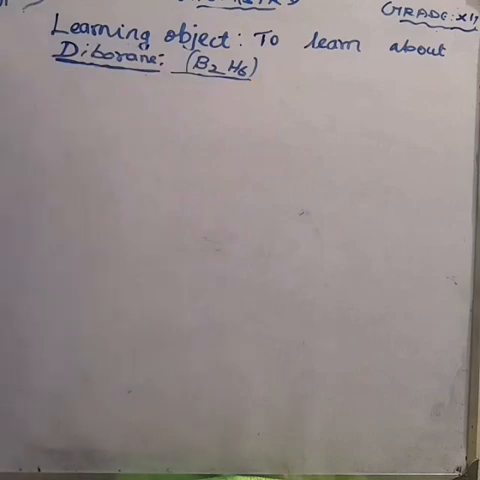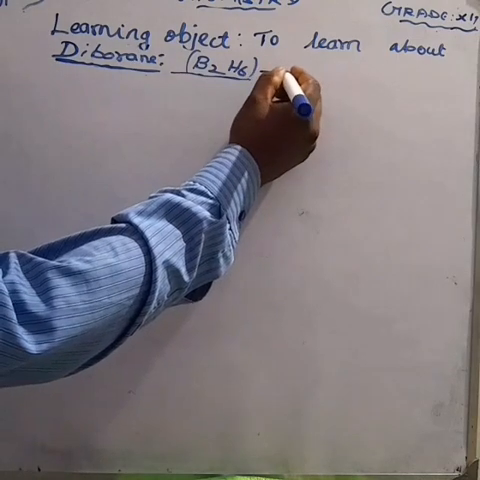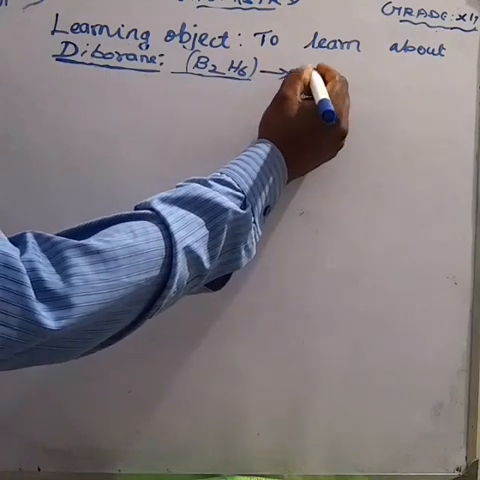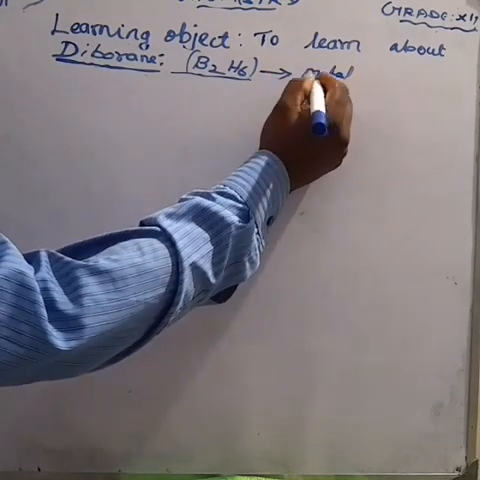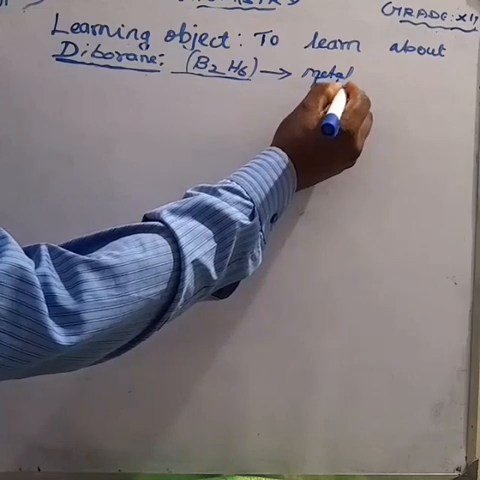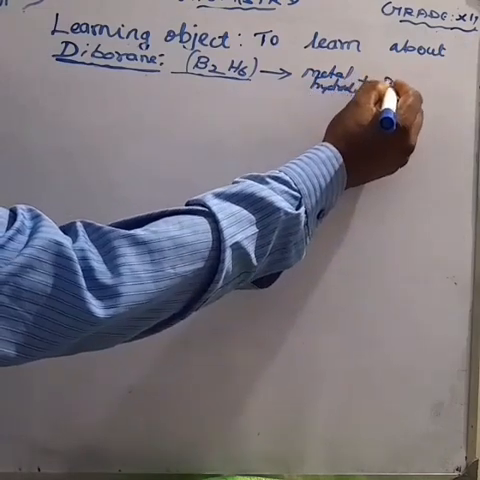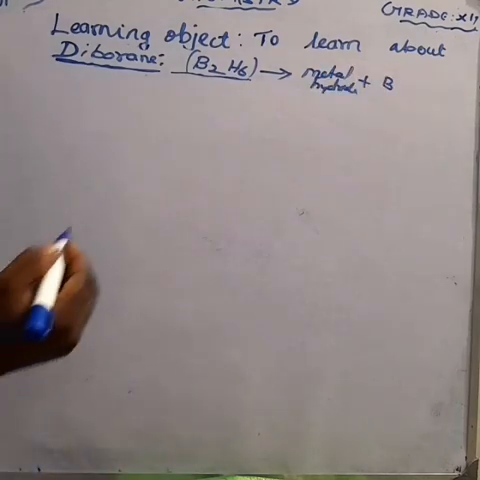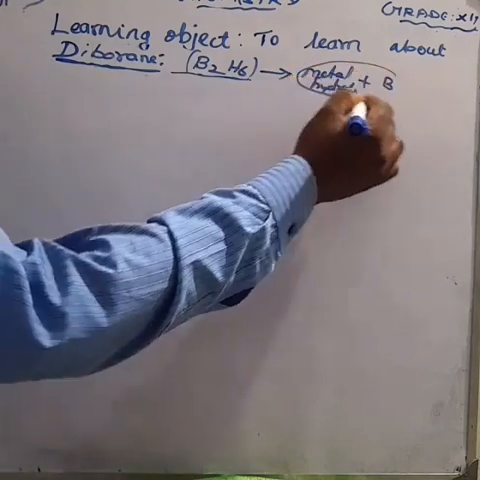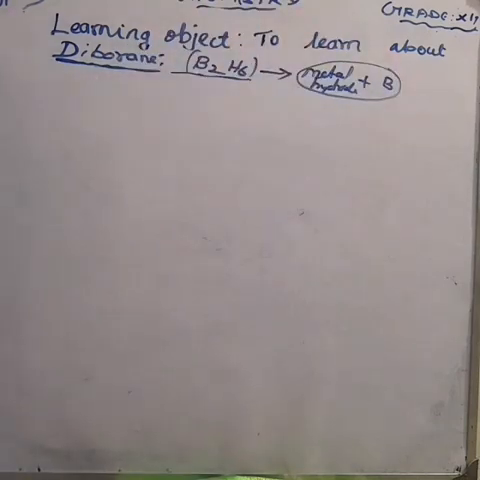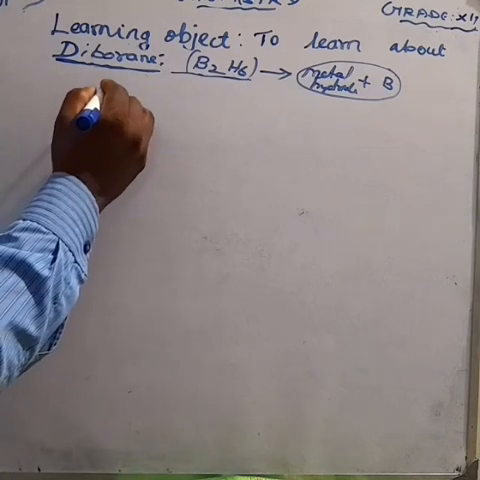Okay, diborane. How can diborane be prepared? Diborane can be prepared by the action of metal hydride with boron. Metal hydride with boron, we already discussed that. Here, diborane is prepared in small quantity by the reaction of iodine with sodium borohydride.